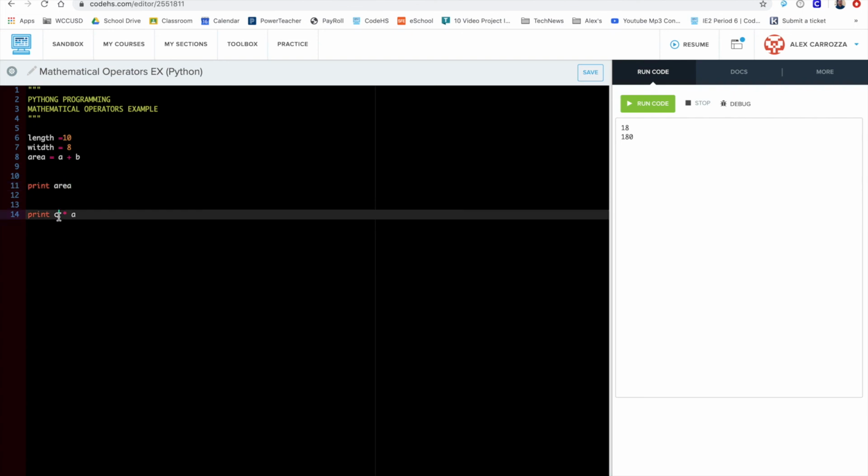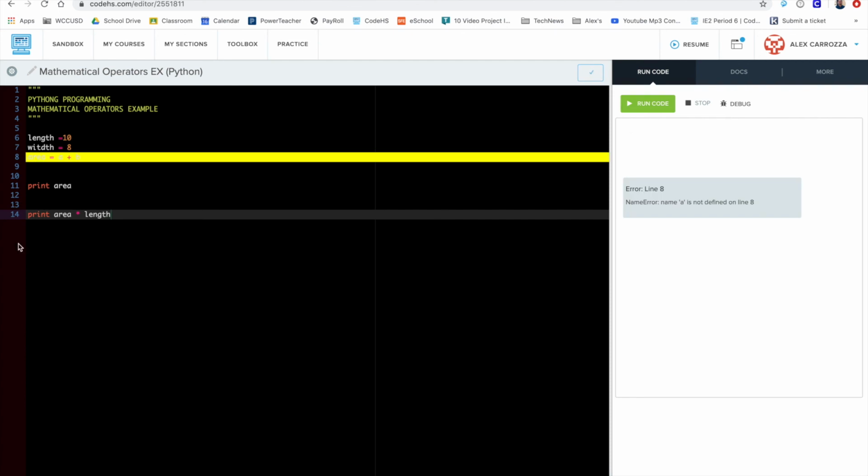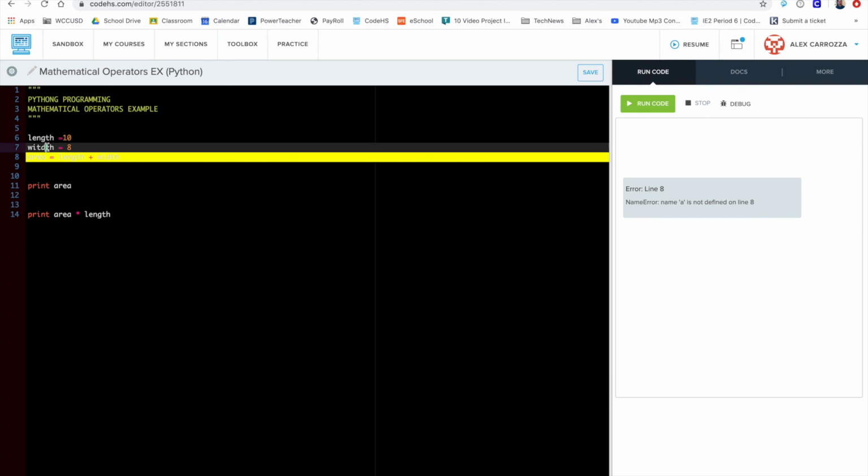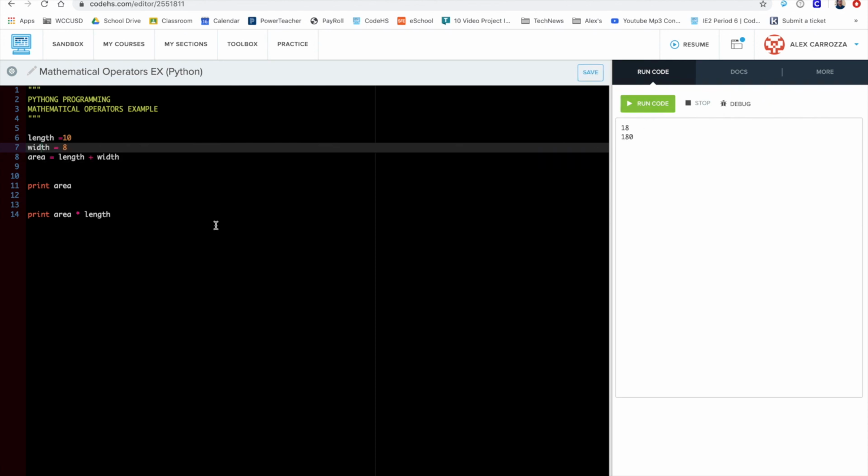Area times length. Yeah, so see, same thing, runs the same. Whoops, length times width right here. Length plus width. All right, there you go. So you could use anything you like for the variables. I just prefer to use letters when it comes to examples.